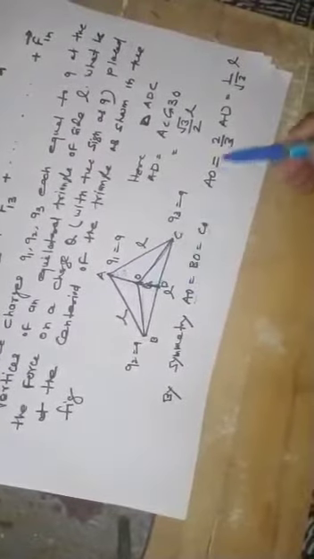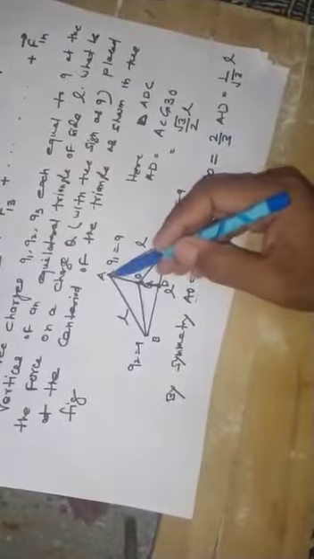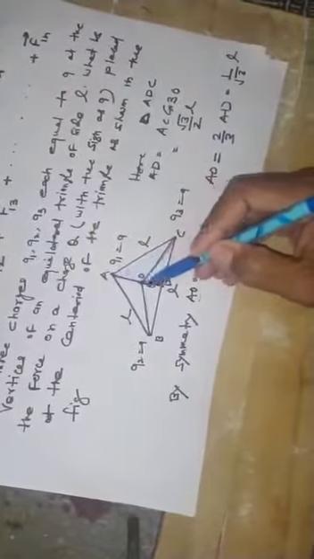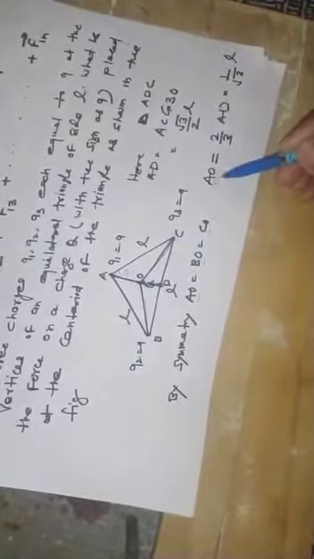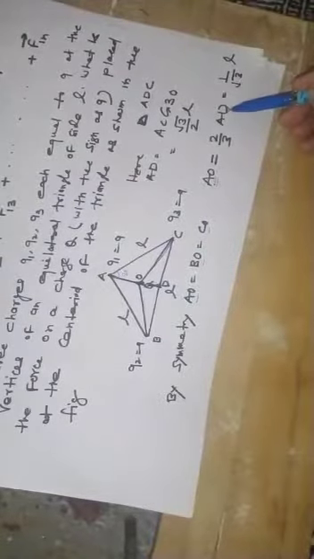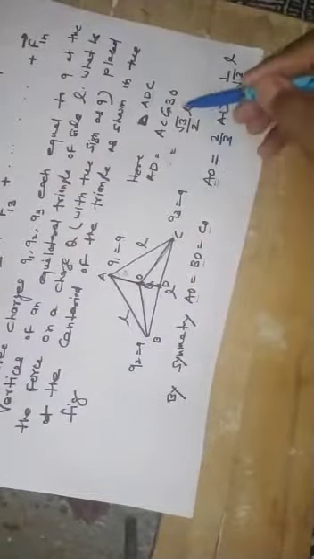Now from geometry, AO is 2 by 3 of AD. We have to calculate AO, BO and CO. So AO is equal to 2 by 3 AD, and AD we have calculated here as root 3 by 2 L. So AO is equal to 1 by root 3 L.